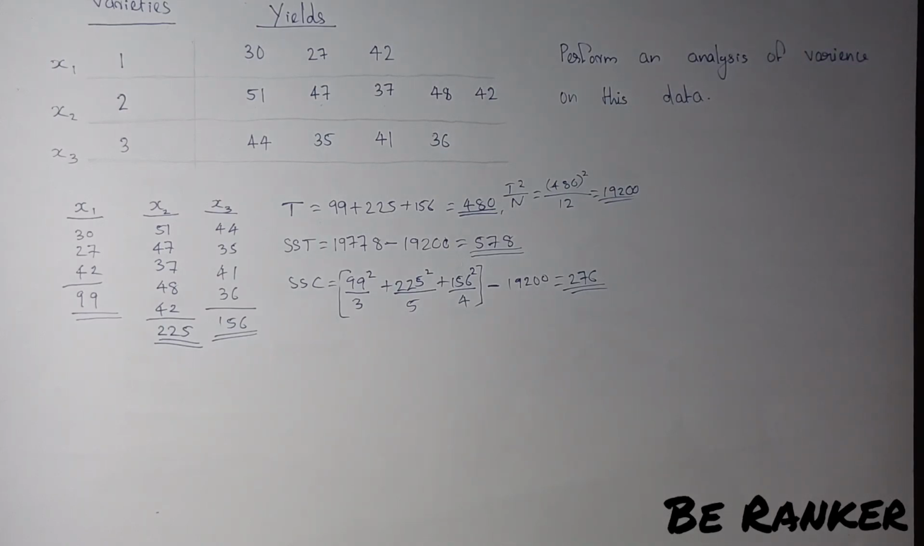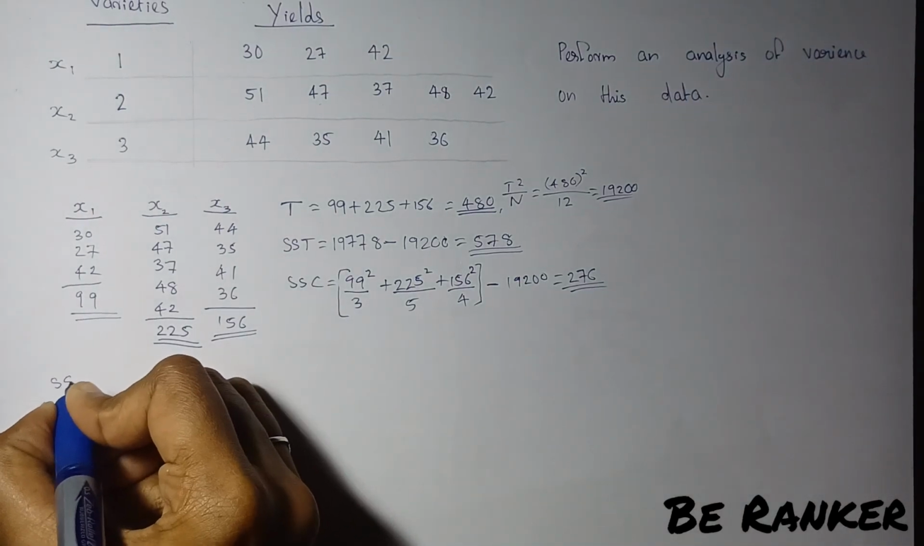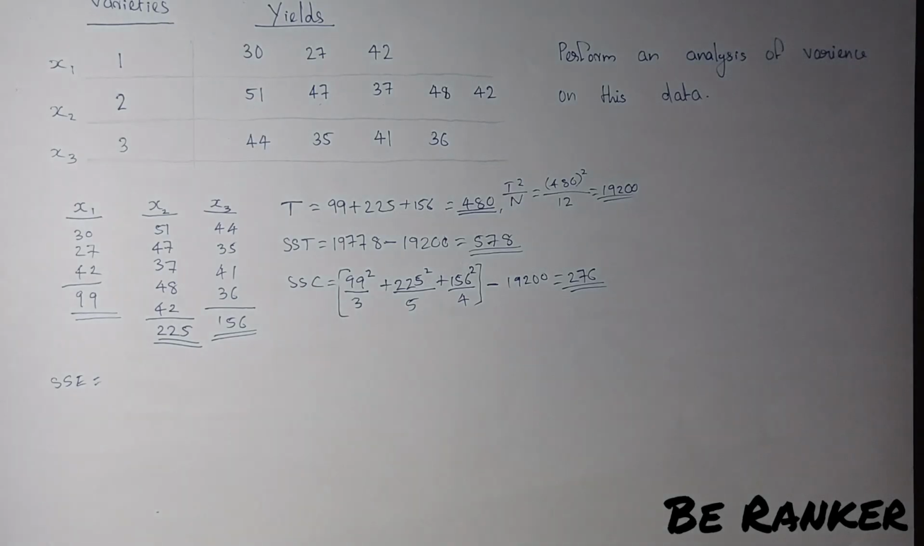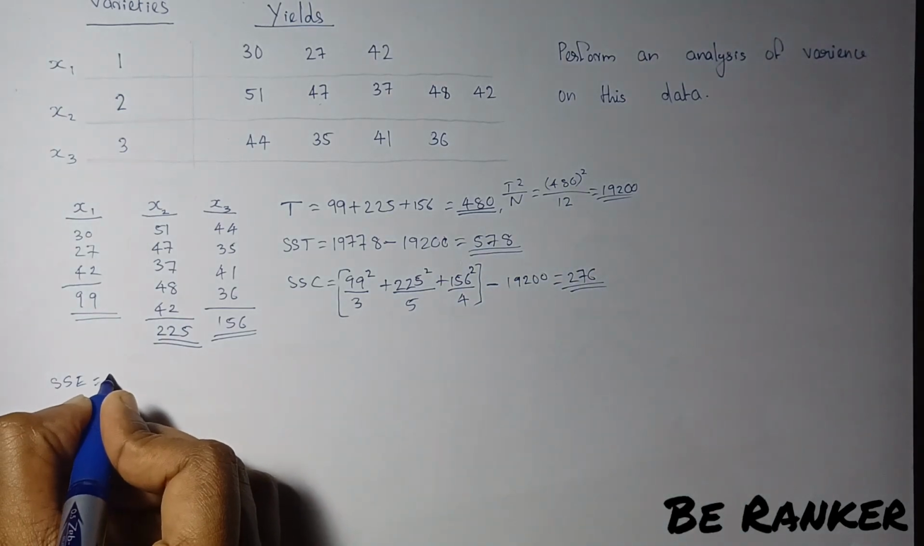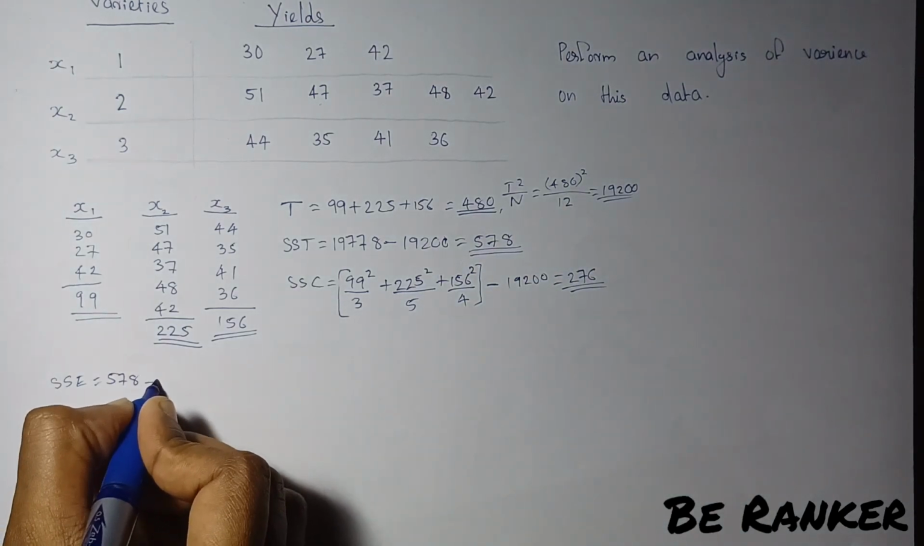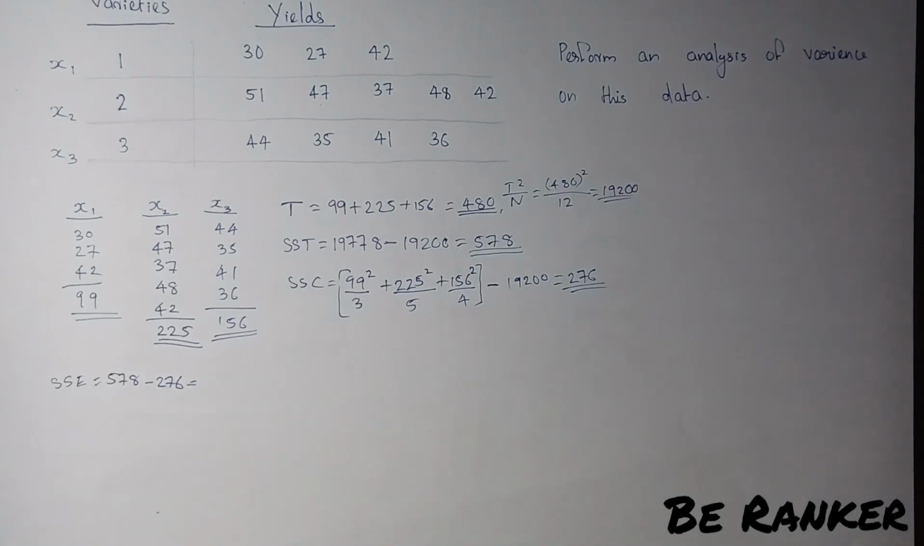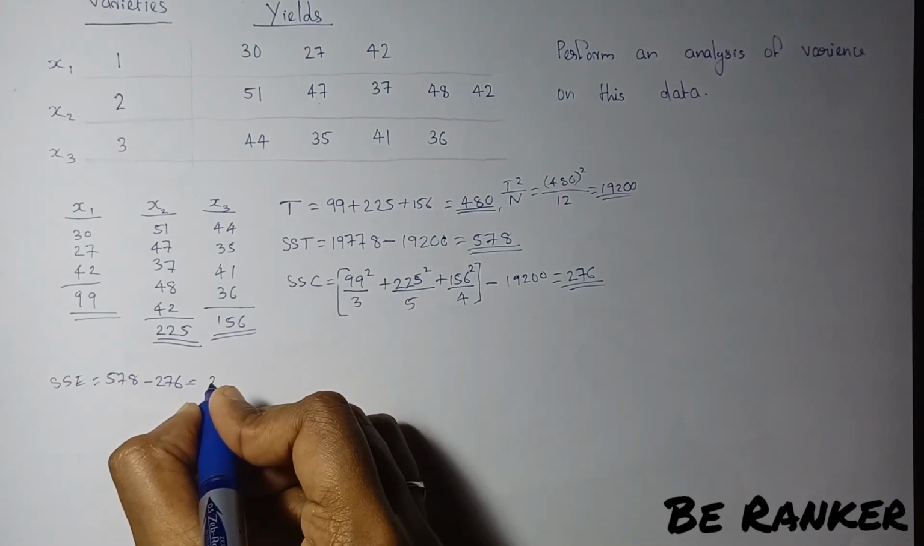Next, we want to find SSE. How can we find SSE? SSE is SST minus SSC. That is 578 minus 276, and the answer is 302.